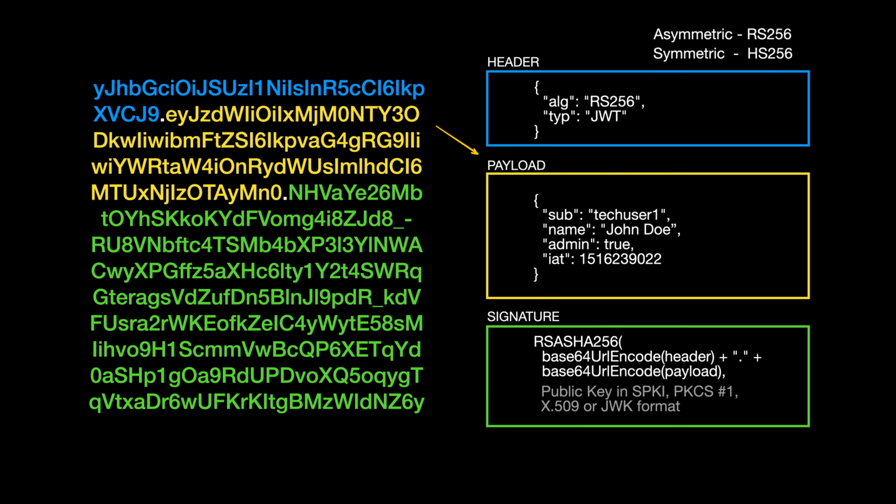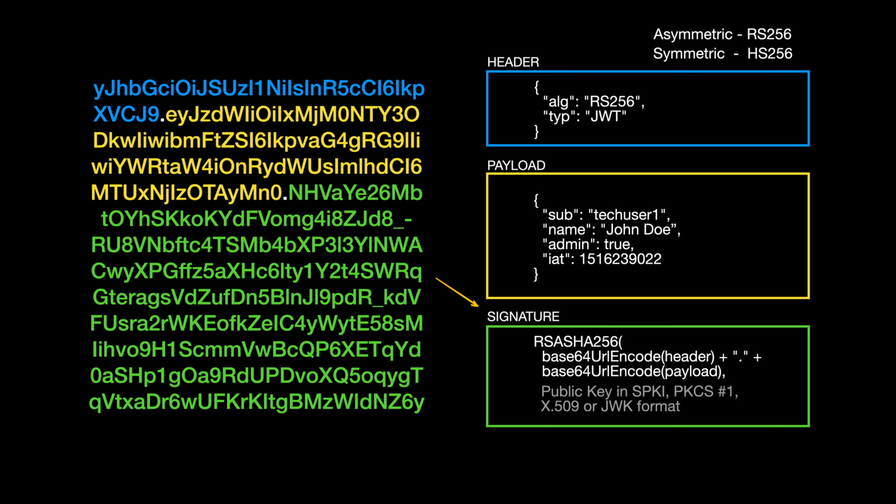The payload is the place where JWT claims are set. Claims are statements about the entity. There are some predefined claims that are not mandatory but are recommended, like the token subject, the issuer of the token, and the token expiration time. Additional data can also be set as custom token claims.